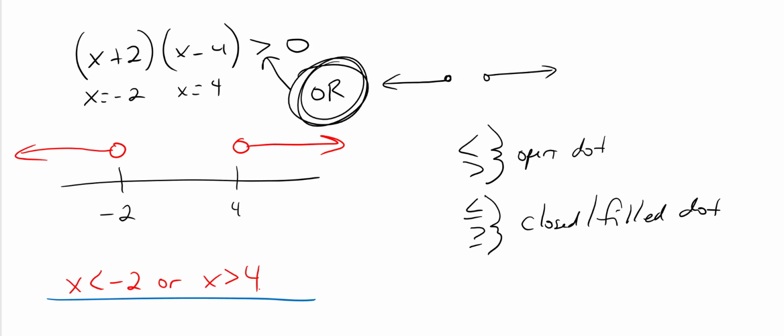Okay, so really it's not that bad, but you got to say x is less than negative 2 or x is greater than 4. Okay? Pretty easy, right? All right, let's do another problem.